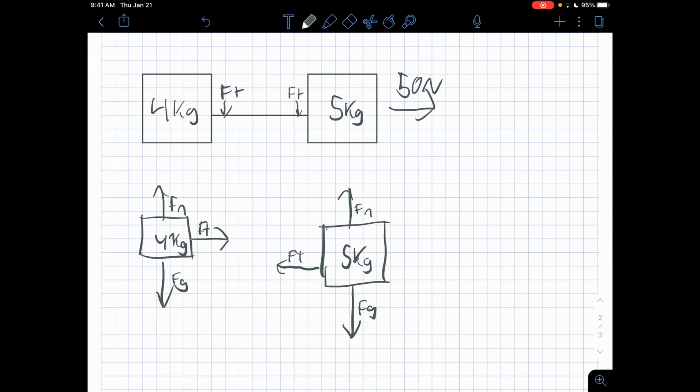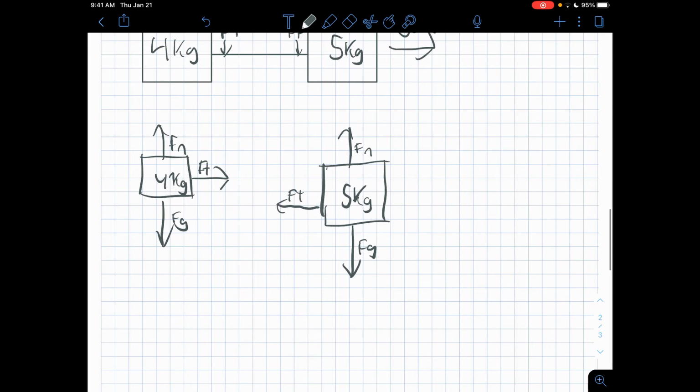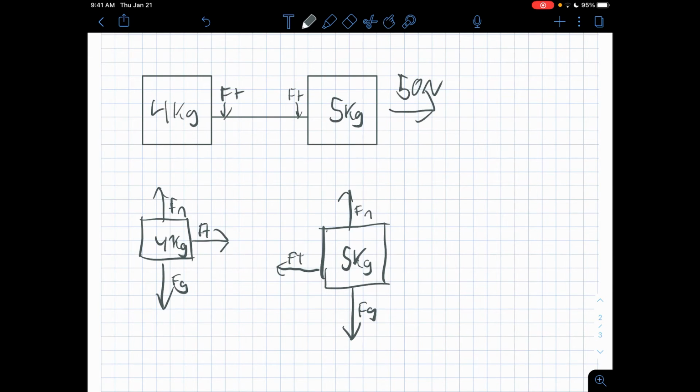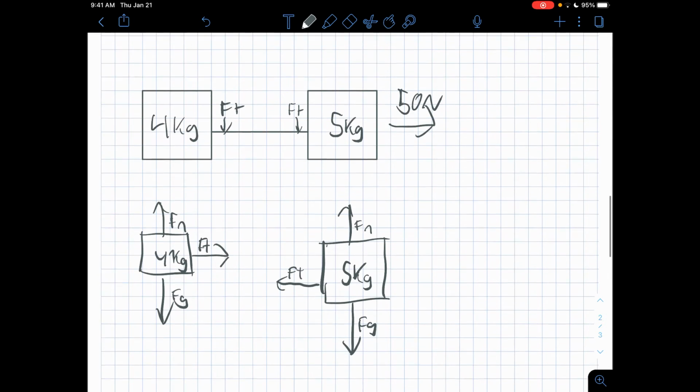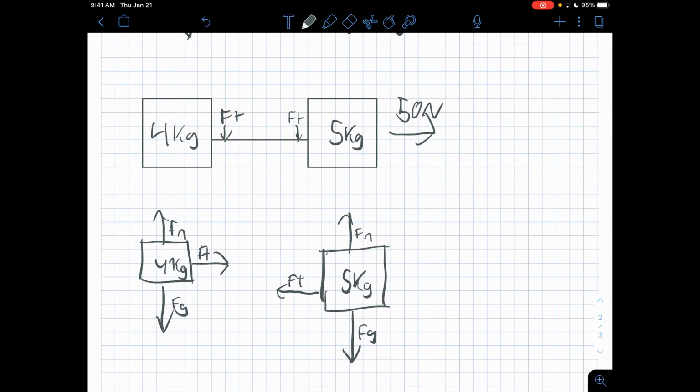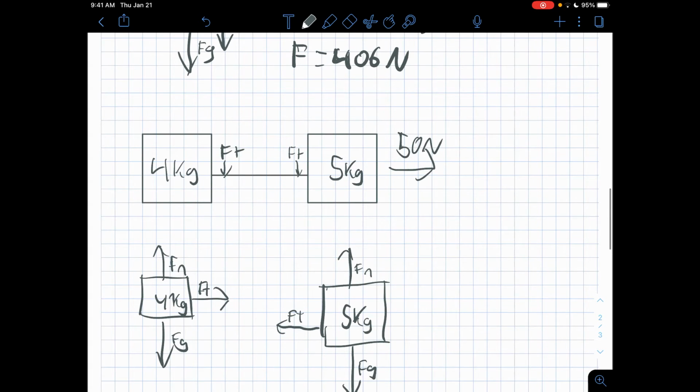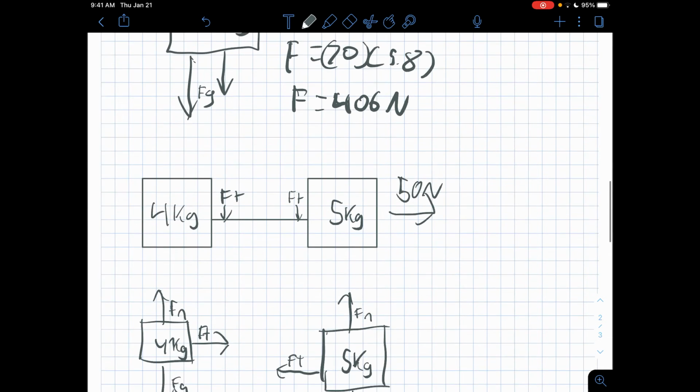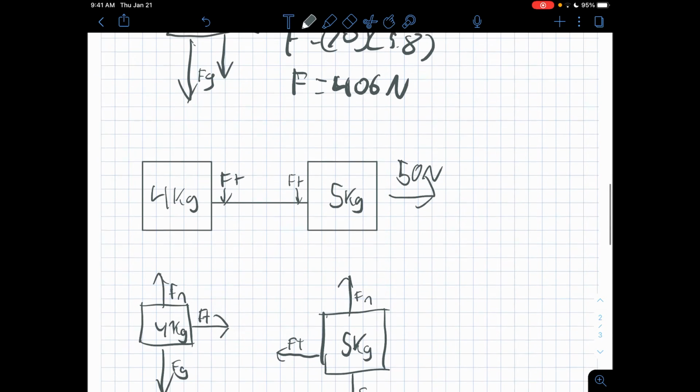So how do we calculate the tension force in the first place? Well, first we want to treat this system here as a single object, not two different ones. So what we first need to do is find the acceleration of this system. So we know it has a force of 50 newtons pushing it to the right. And we're going to be ignoring friction here, so don't worry about that.